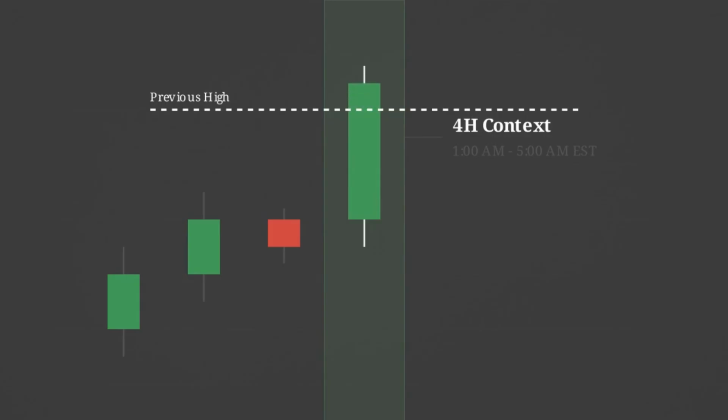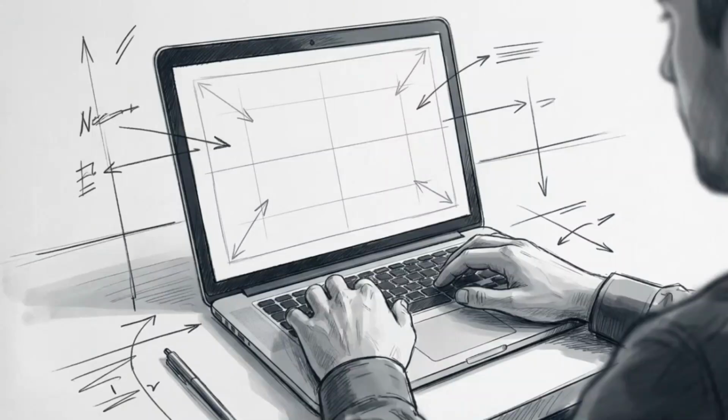By analyzing how a single, specific 4-hour candle interacts with the market, you can establish a clear directional bias and identify a precise entry point without the need for additional indicators. Open up your preferred charting software now so we can walk through the build of this setup step by step.